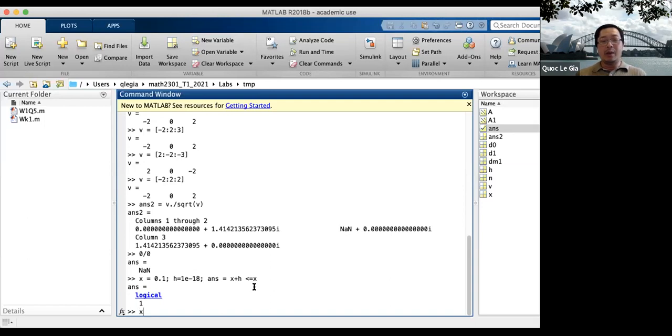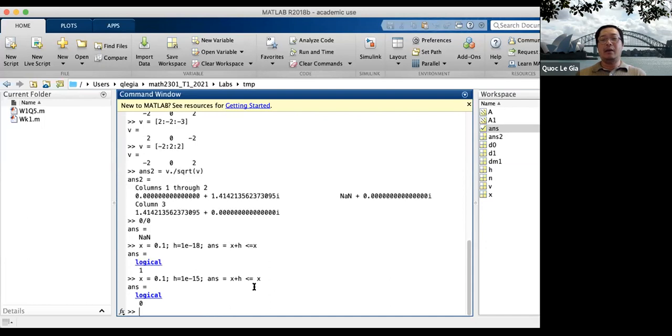Okay, so now suppose I put in h equal to 1e minus 15, so 10 to the minus 15. Remember epsilon is 2.2 times 10 to the minus 16. Now I ask the same question, and you can see that it equals 0, right? Because, as you expected, 10 to the minus 15 is bigger than epsilon, about 10 times epsilon. So x plus something positive is bigger than x.